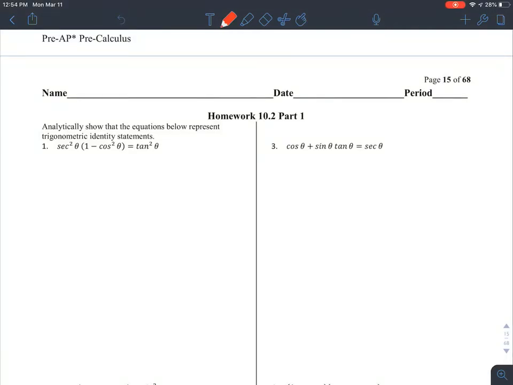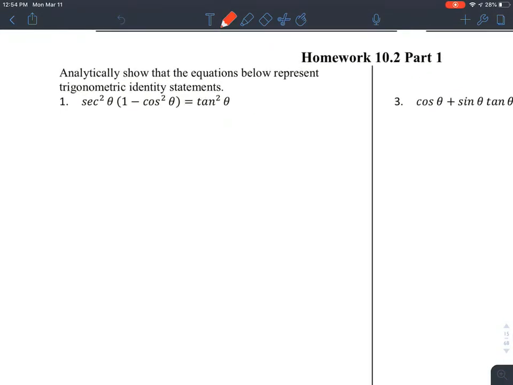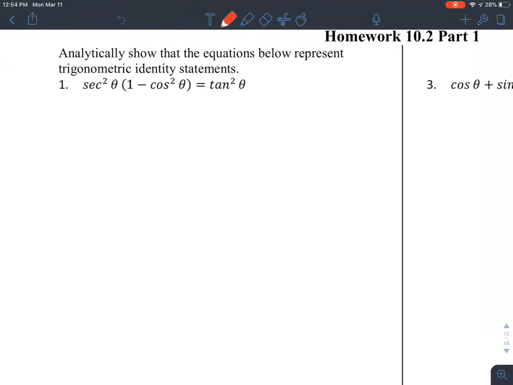Section 10.2 homework, part 1. Analytically show that the equations below represent trig identity statements. That means we need to make the left and the right side equal to each other.